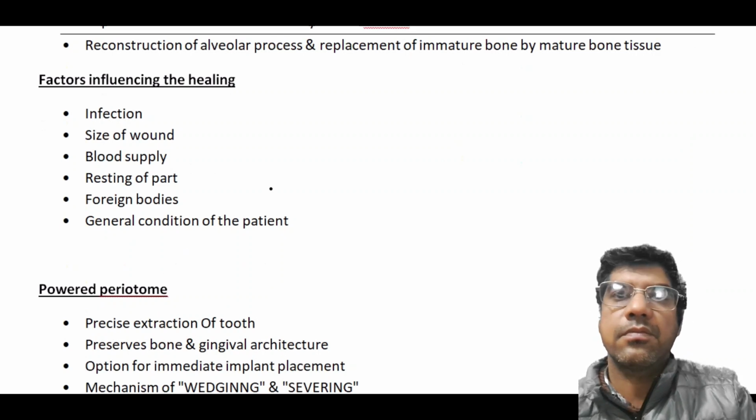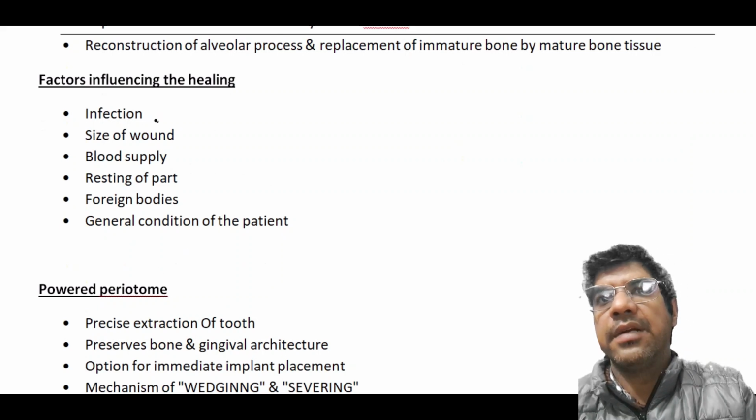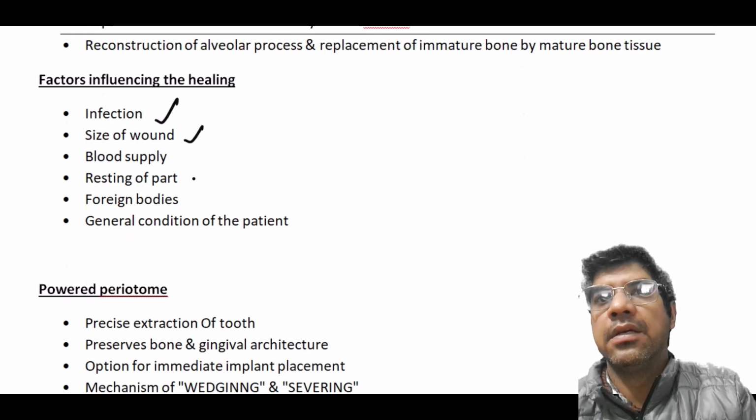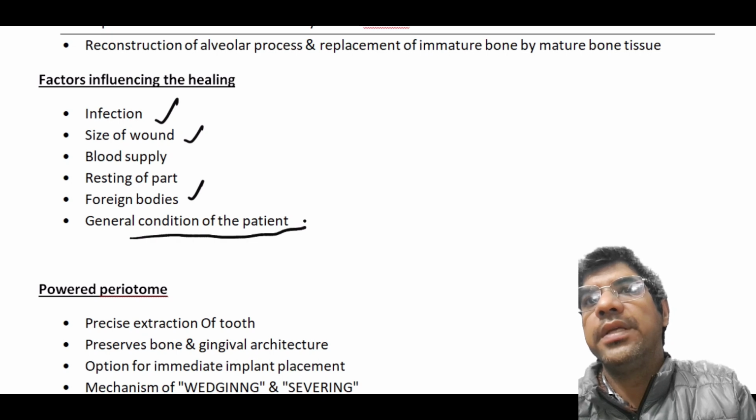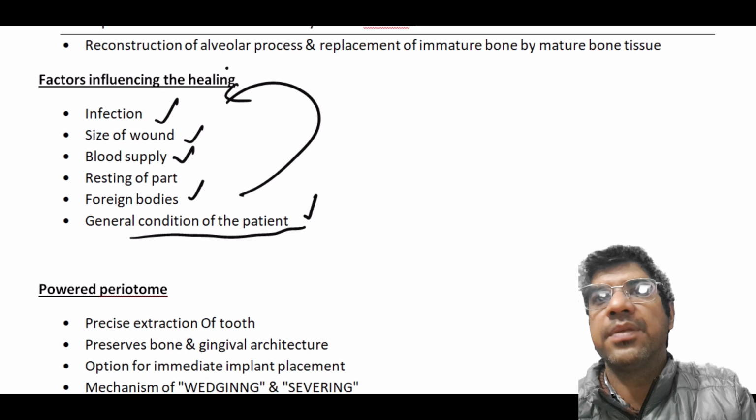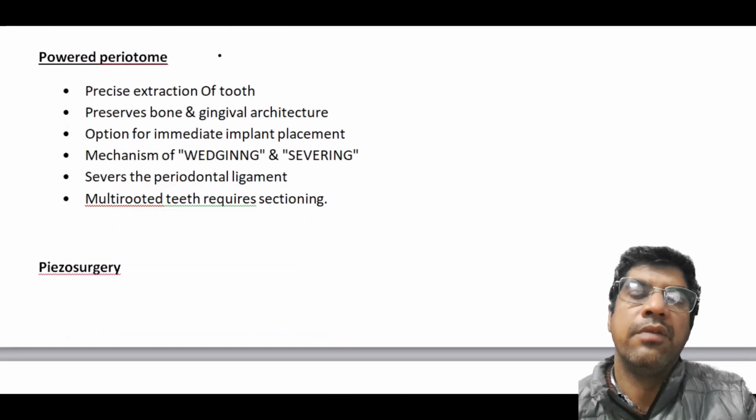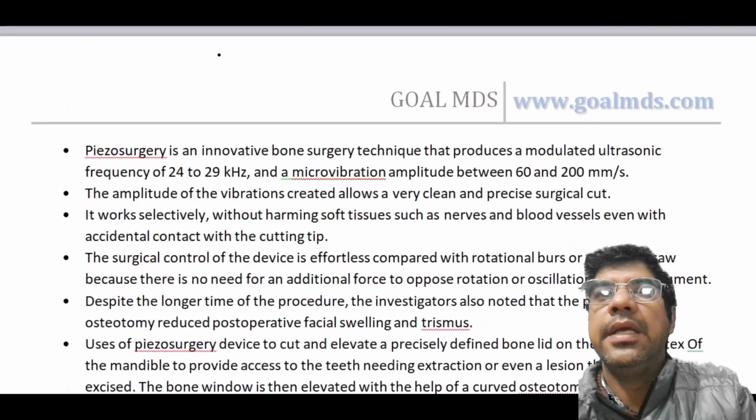What are the factors that would influence the healing? The infection, size of wound, foreign bodies, general condition of the patient, the blood supply. These are the factors that would influence the healing of the wound.